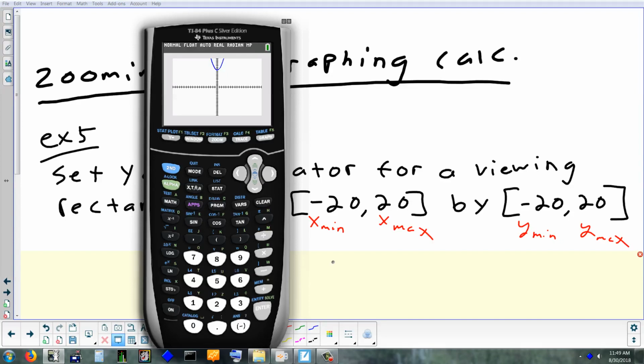Now, I didn't talk about a couple other things in the window, like the X scale and the Y scale. That's how often you see tick marks on the screen. It's not really that important. If you want to put a tick mark every 5 units on the x-axis, you could change the scale to 5. It does nothing to the picture. It just changed the markings on the axis. That's all. I don't usually ever play with the x and the y scale. I don't really see a need to.